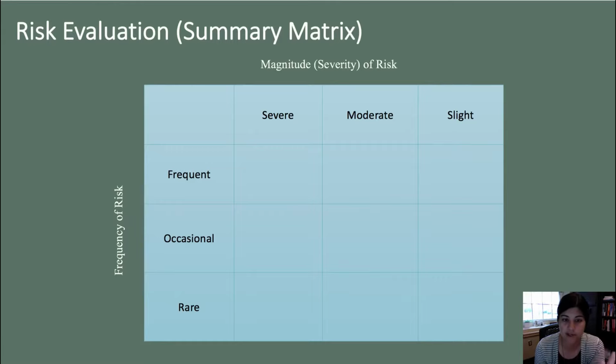Because of course we want to start with the severe risks that are happening most frequently, and then those risks that are slight and only happening rarely aren't something that we need to prioritize. Maybe that's something we can wait until next year to address, right? So this summary matrix gives us the ability to, one, organize those risks once we've evaluated them, and then from there prioritize our actual treatment methods.